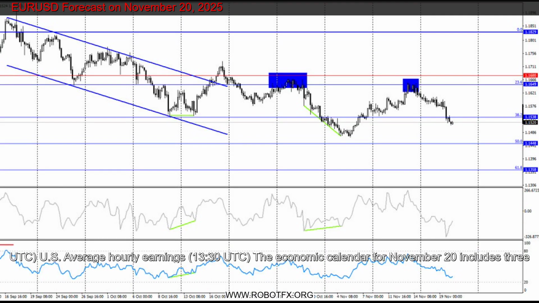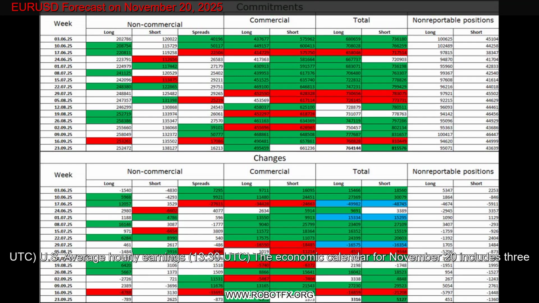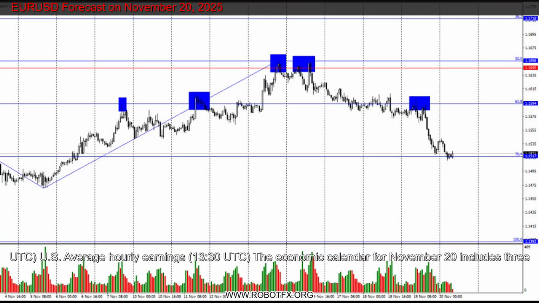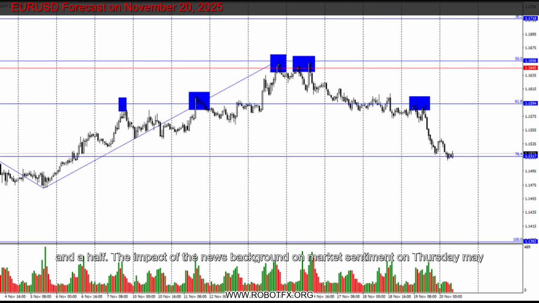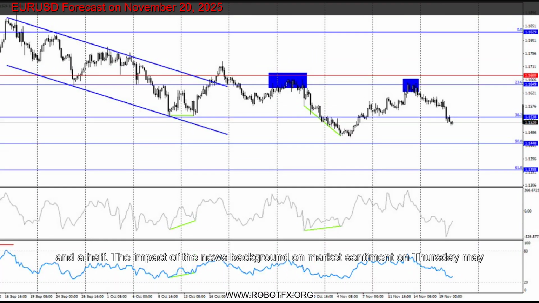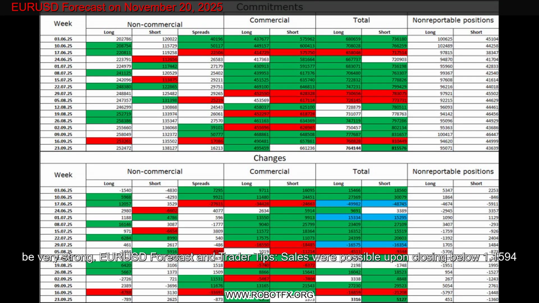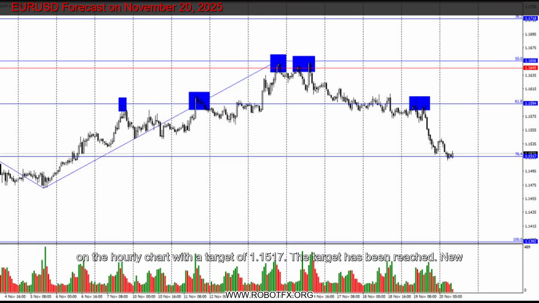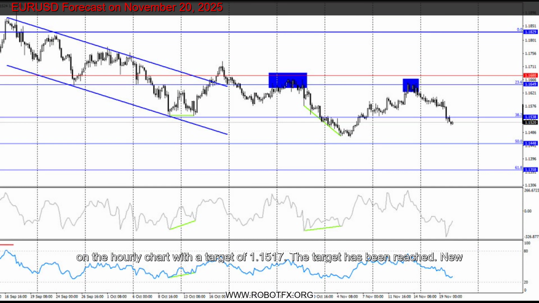US forecast and trader tips. Sales were possible upon closing below 1.1594 on the hourly chart with a target of 1.1517. The target has been reached. New sales may be considered upon closing below 1.1517. Long positions may be considered on a rebound from 1.1517 on the hourly chart with a target of 1.1594. Fibonacci grids are constructed from 1.1392 to 1.1919 on the hourly chart and from 1.1066 to 1.1829 on the 4-hour chart.